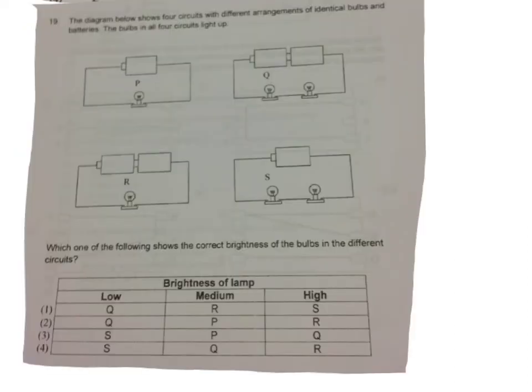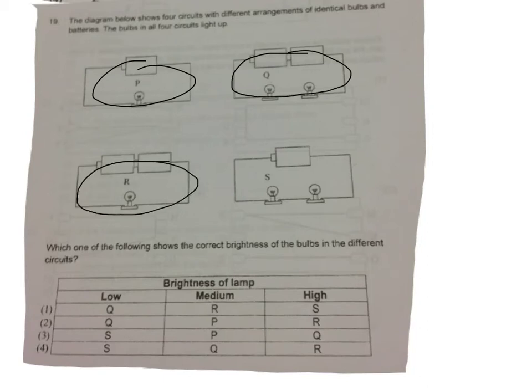Let's move on to question 19 now. The diagram below shows 4 circuits with different arrangement of identical bulbs and batteries. The bulbs in all 4 circuits actually light up. Okay, so we look at the first circuit. We see that this is actually 1 bulb to 1 battery. And then if we look at this, we see that 2 batteries for 2 bulbs. We look at R, 2 batteries for 1 bulb, and the last one, 1 battery for 2 bulbs.